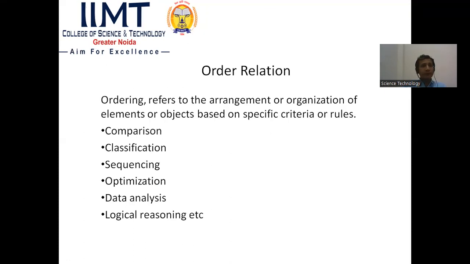Ordering refers to the arrangement or organization of objects and elements based on specific criteria or rules which these objects or elements exhibit. The ordering is useful for comparison of objects, classification of elements, sequencing of events, or sequencing of tasks.